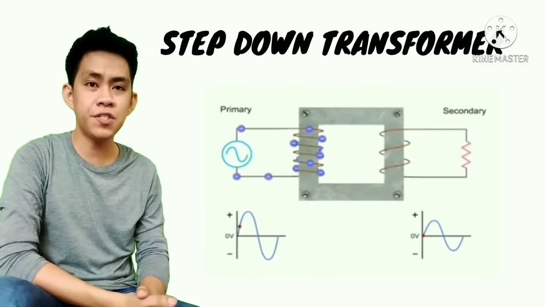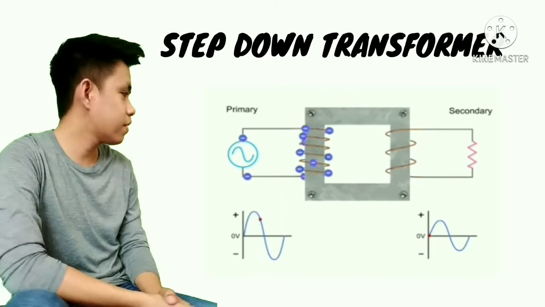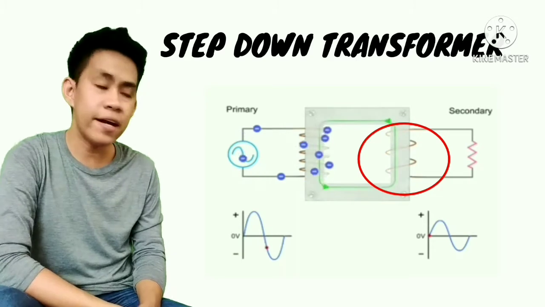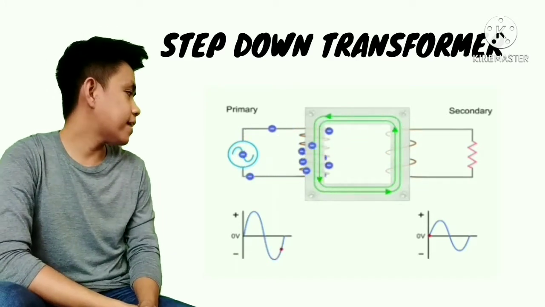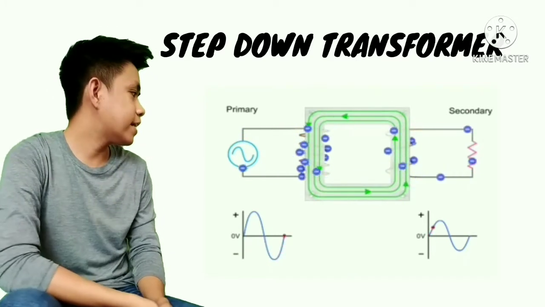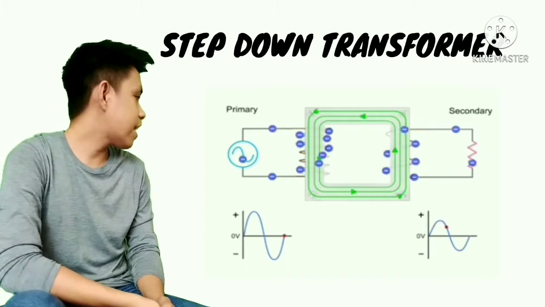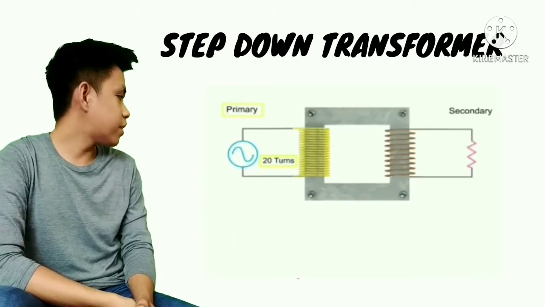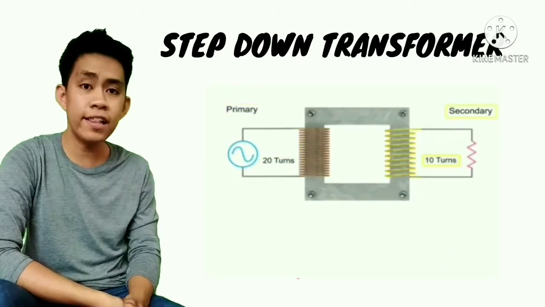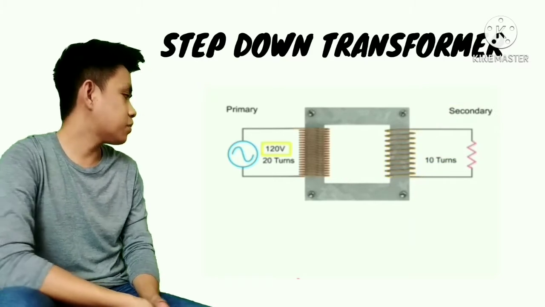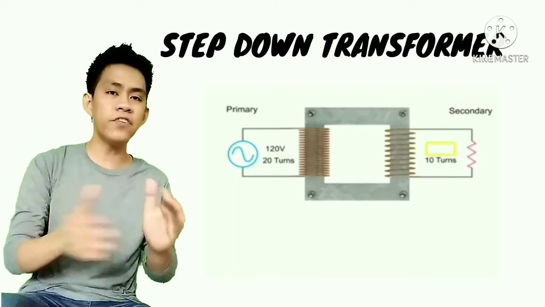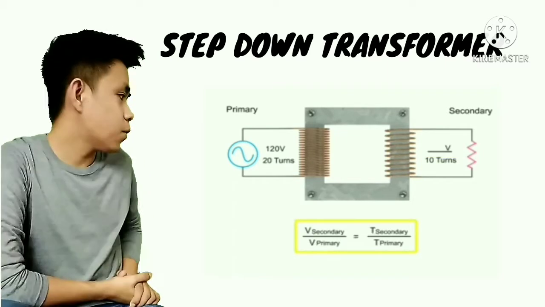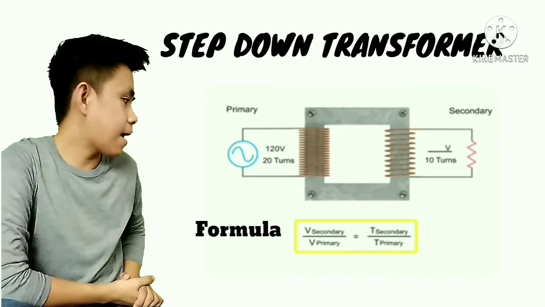Now, we will focus on the step down transformer. If there are fewer coil turns on the secondary than on the primary, this is called a step down transformer. The resulting voltage in the secondary circuit will be less than the primary. For example, there are 20 turns in the primary coil and 10 turns in the secondary coil. To determine the decrease in voltage occurring in the step-down transformer, we can use a simple formula.